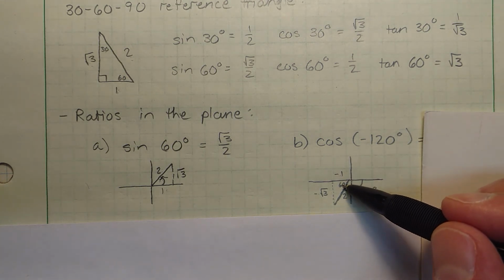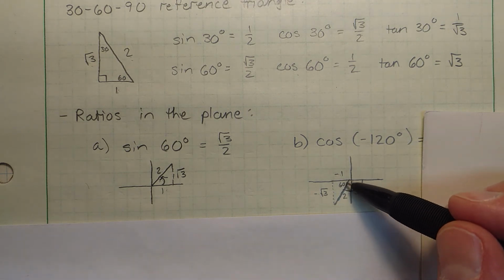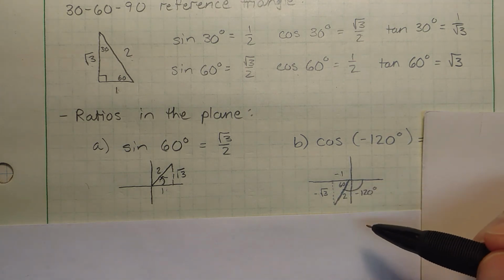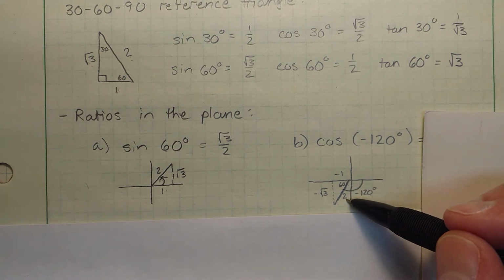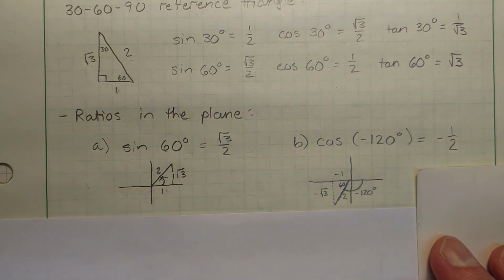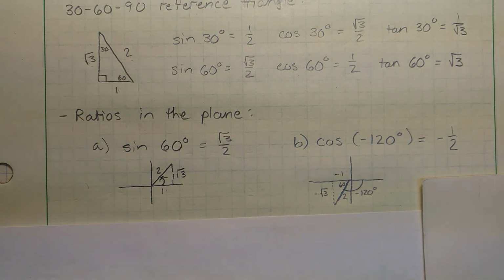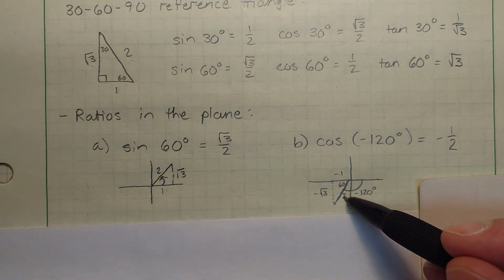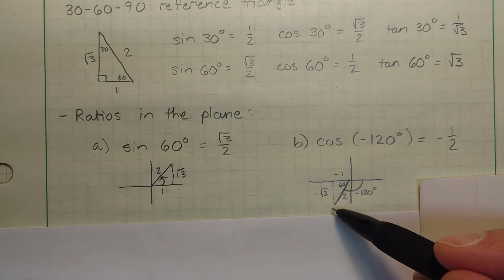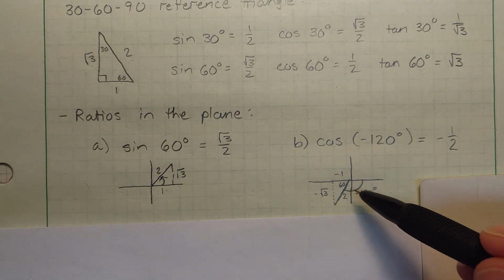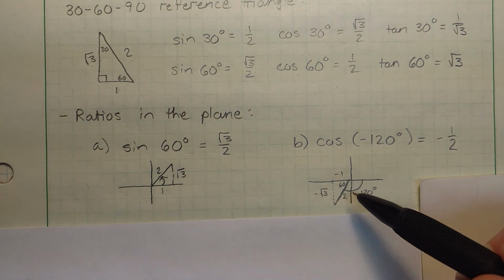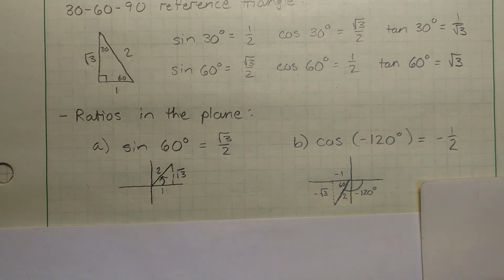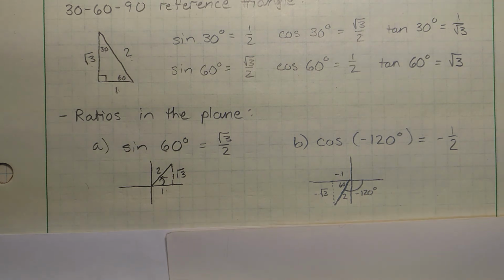By the way, the adjacent is always going to be the x value, and the opposite is always going to be the y value. So the adjacent here is negative 1, and the hypotenuse is 2. So I've got negative 1 over 2, or negative 1/2. The hypotenuse is also always positive. It is the distance away from the origin. So the x and the y are determined positive and negative by what quadrant they're in, but the hypotenuse is always positive. Let's look at another one.